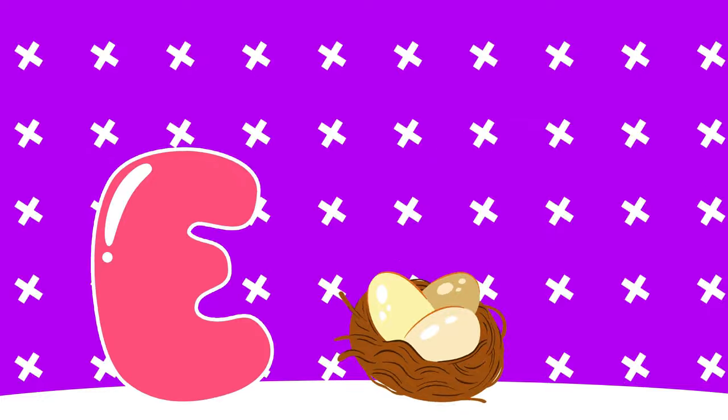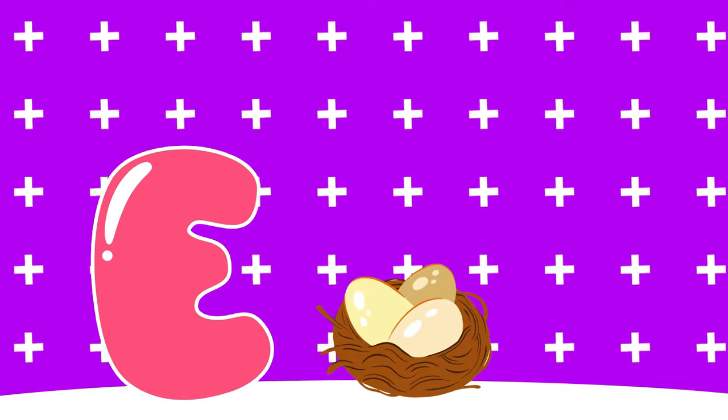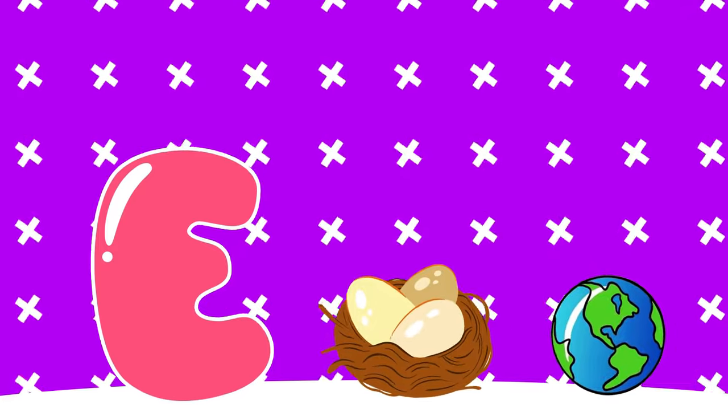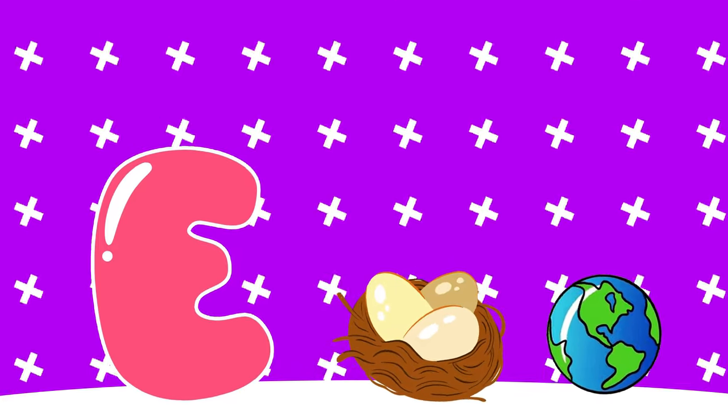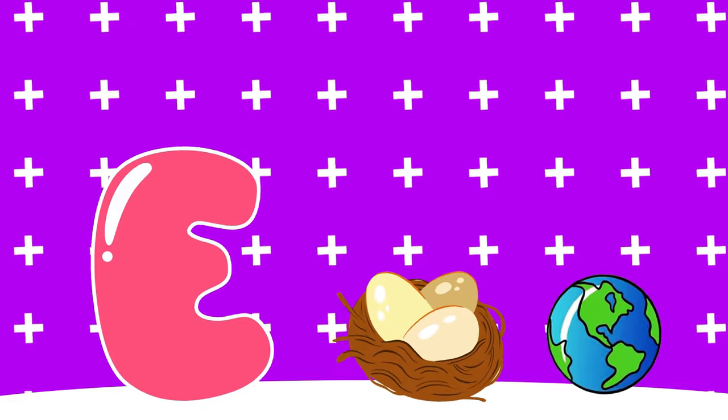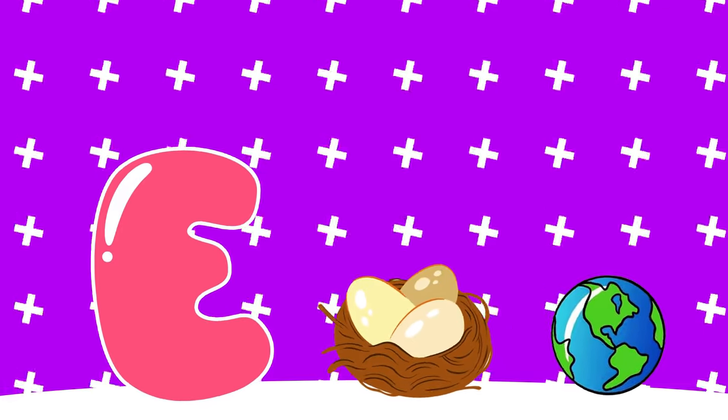E is for eggs. E, E, eggs. E is for earth. E is for e, e, e, e, eggs. E is for e, e, e, e, earth.